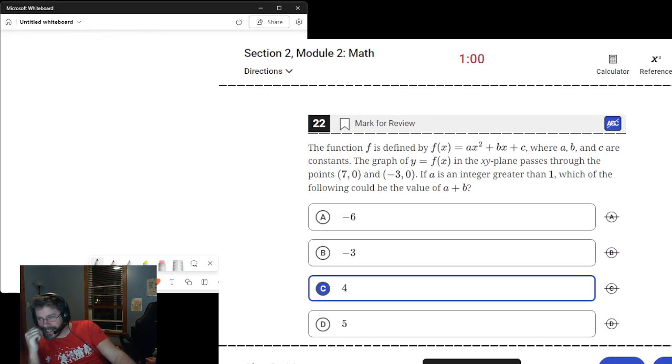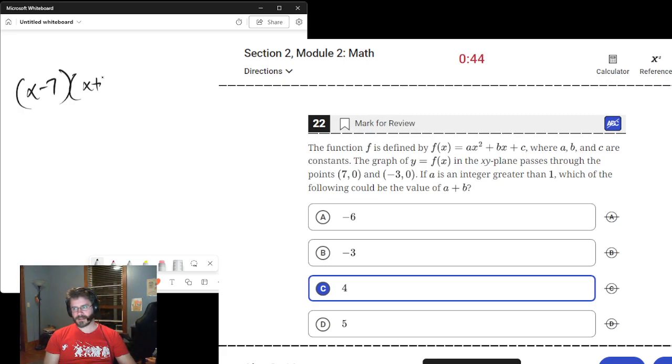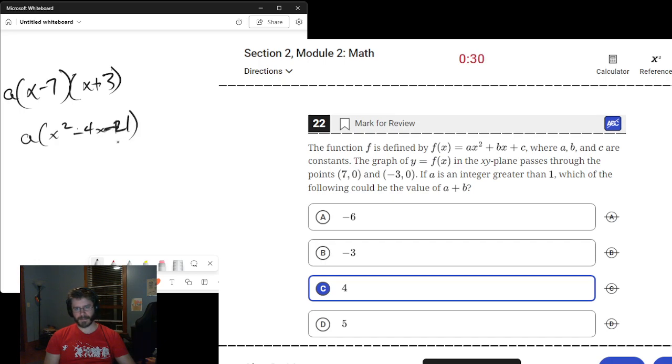Thought that was it. Which of the following could be a value of a plus b? A, b, and c are constants. Y equals f of x. 7, 0, negative 3, 0. So they're giving us the binomials. X minus 7, x plus 3. A is bigger than 1, so ax squared minus 4x minus 21. Oh shoot, it's an integer bigger than 1.